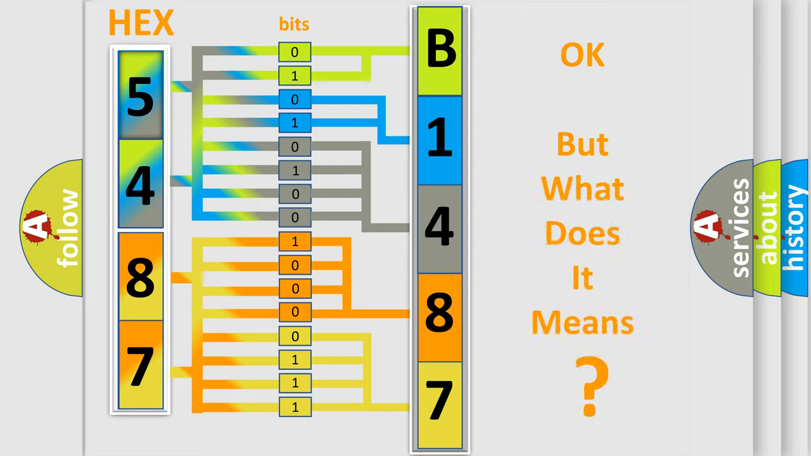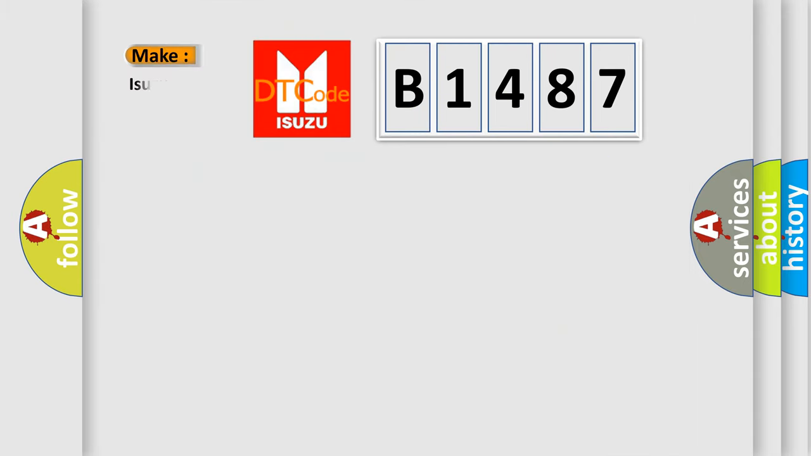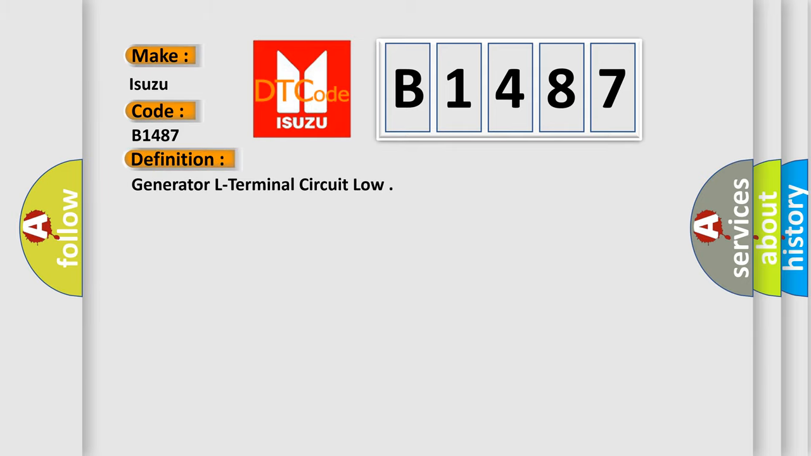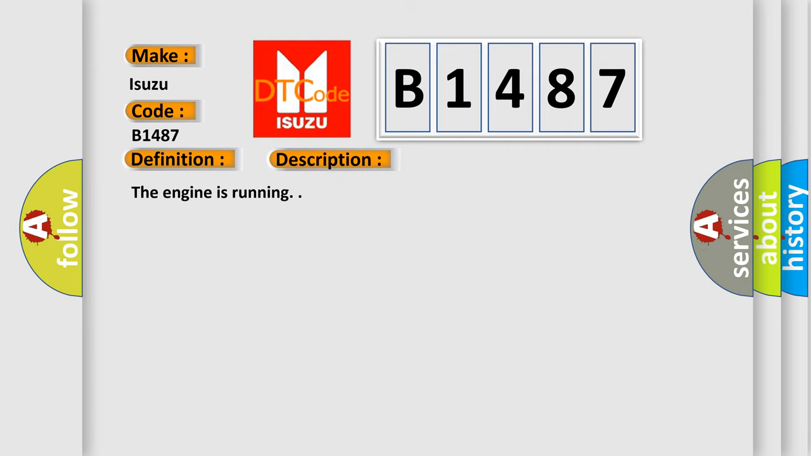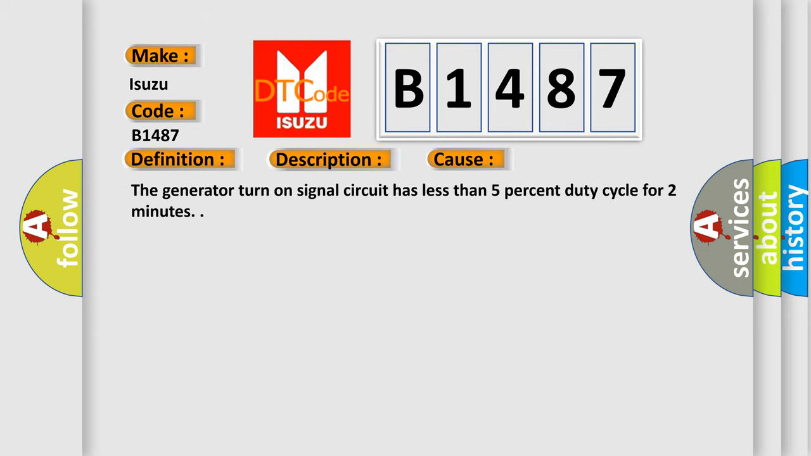The number itself does not make sense to us if we cannot assign information to what it actually expresses. So, what does the Diagnostic Trouble Code B1487 interpret specifically for Isuzu car manufacturers? The basic definition is generator L terminal circuit low. And now this is a short description of this DTC code. The engine is running. This diagnostic error occurs most often in these cases: the generator turn-on signal circuit has less than 5% duty cycle for 2 minutes.